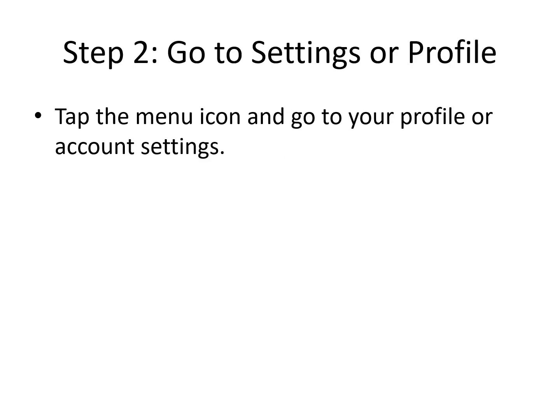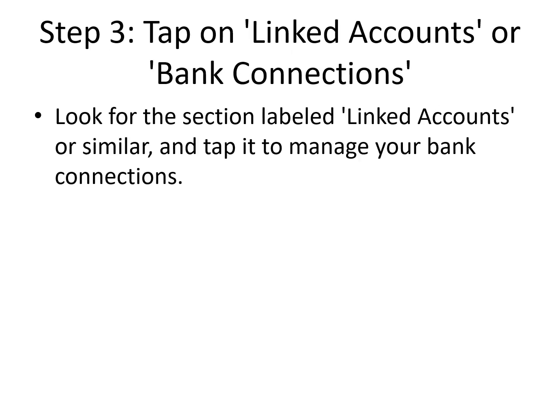Tap the menu icon, usually located at the top left of the screen. Then, navigate to your profile or account settings to access more options. Scroll through the settings and look for an option labeled Link Accounts or Bank Connections. Tap on it to manage your bank links.